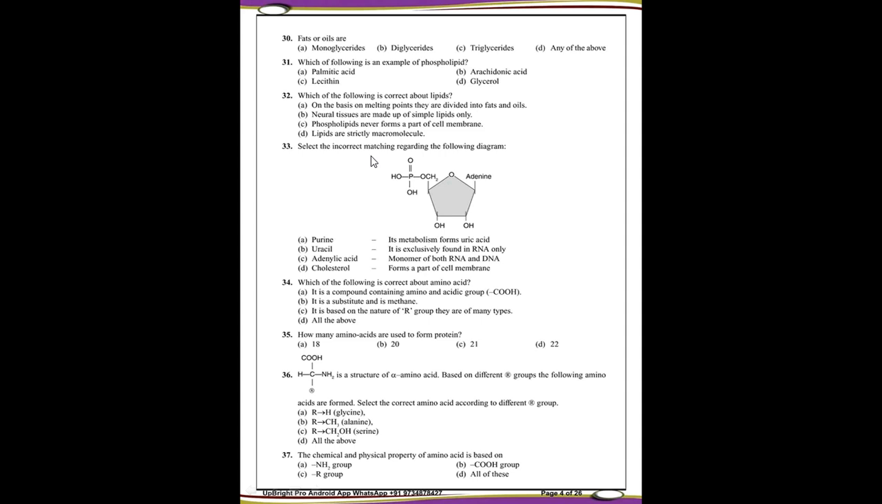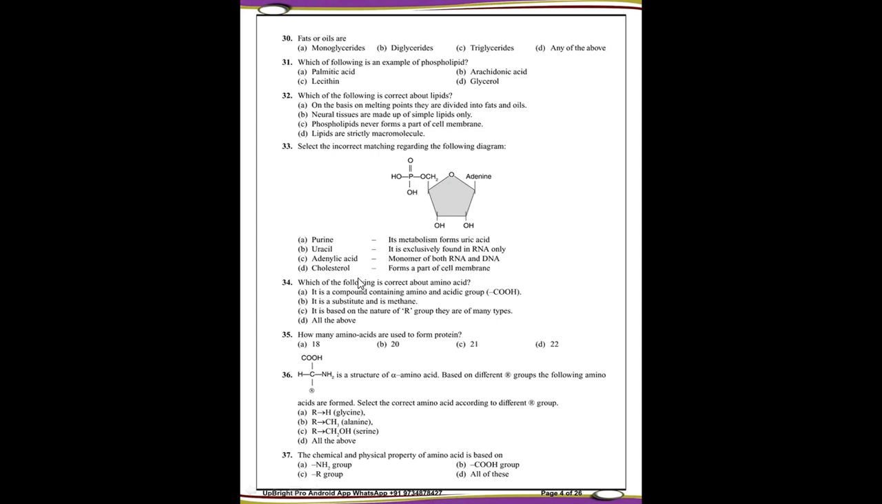Select the incorrect matching regarding the following diagrams. Wow. So which of these do you think is true? So A, purines, its metabolism forms uric acid, so that is true. Uracil is exclusively found in RNA, so that's true. Adenylate acid is a monomer of both RNA and DNA.